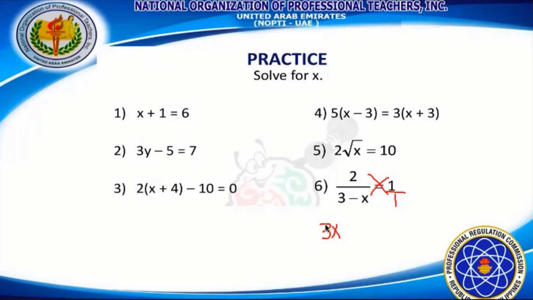Ay, mali. One times 3 minus x is 3 minus x, equals 2 times 1 is 2. Tama? Tapos, if I were you, ilipat ko si 2 sa kabila para maging negative na siya. Tapos, si negative x, ilipat ko rin sa kabila para maging positive. Kaya, ganyan. So, 3 minus 2 is 1. That's the value of x.